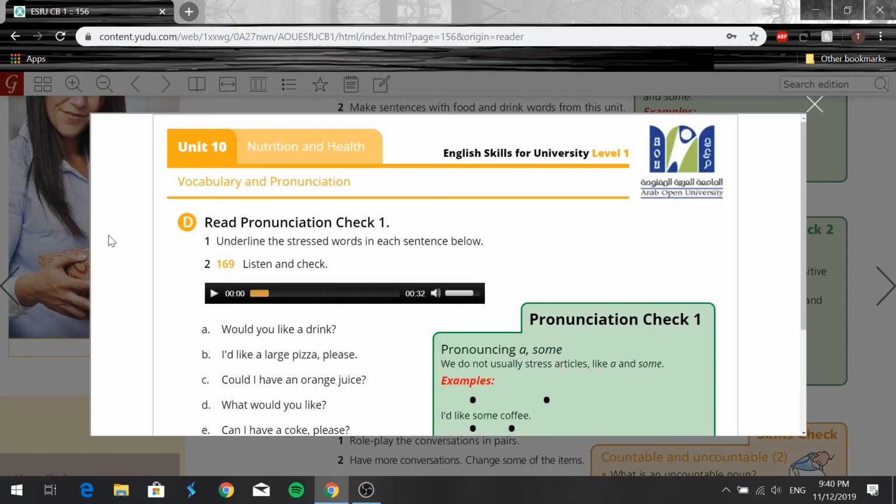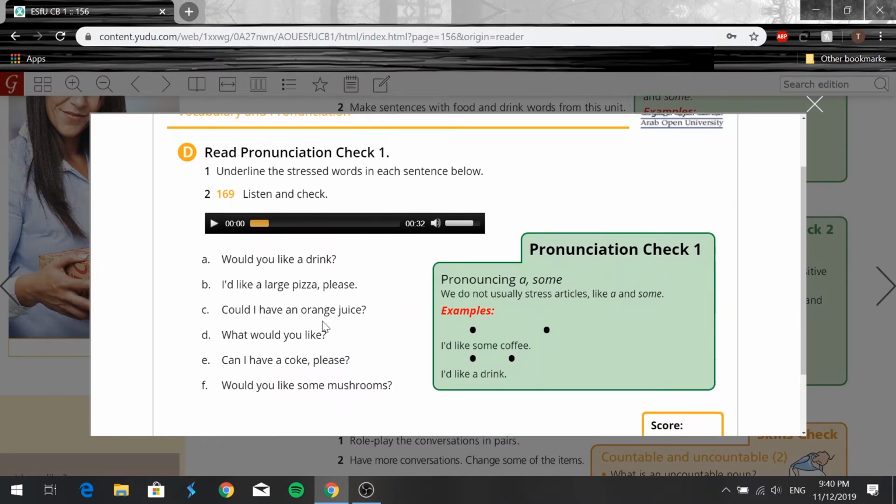Now let's go to exercise D here. We're going to listen, and we have to underline the stressed words in each sentence, okay? So here we go. 169. Exercise D2. Listen and check.